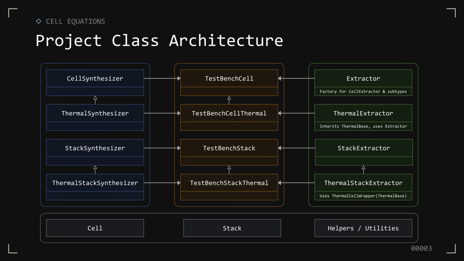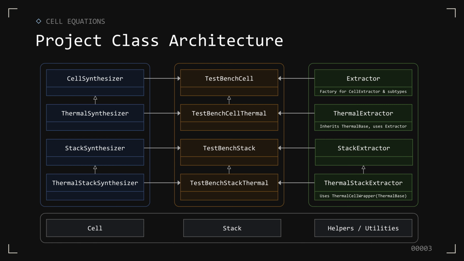Before we get into the math, this is how the code for the project is organized. The extractors, shown in green on the right side of the screen, convert datasheet parameters into usable models. To verify that those extractors work, we'll synthesize cells from randomly generated parameters and use test benches to compare the synthesized cells against extractor results.